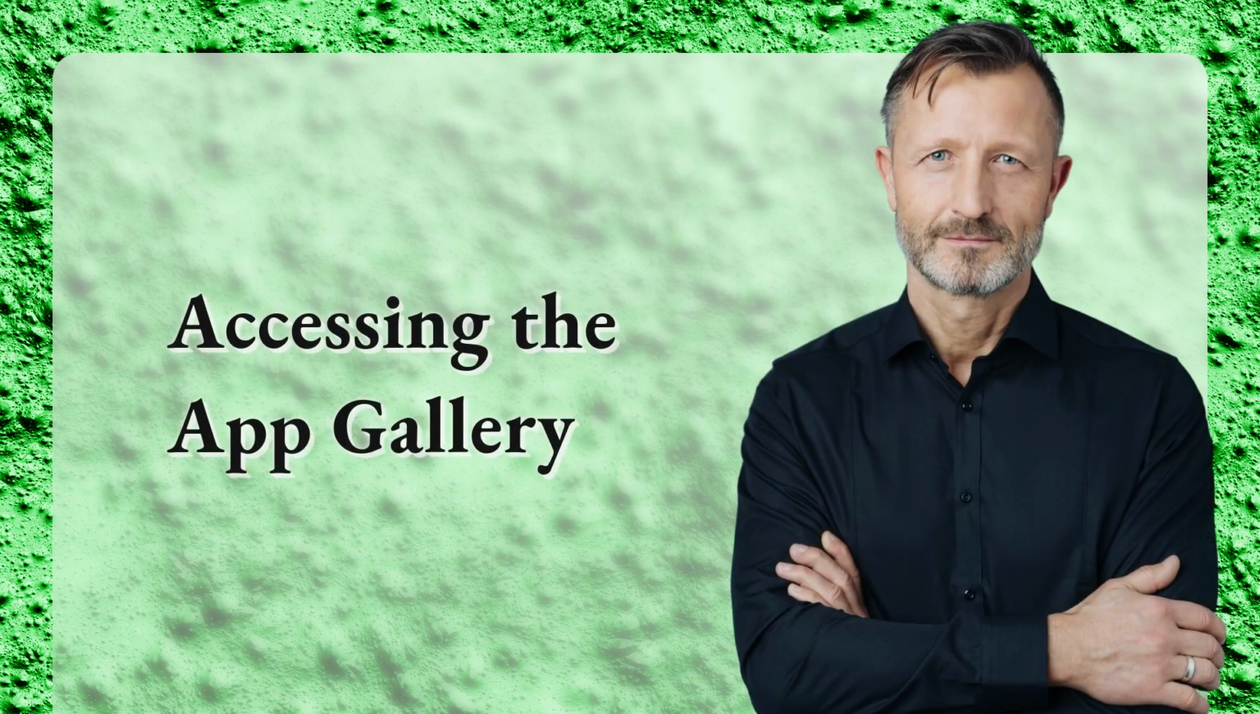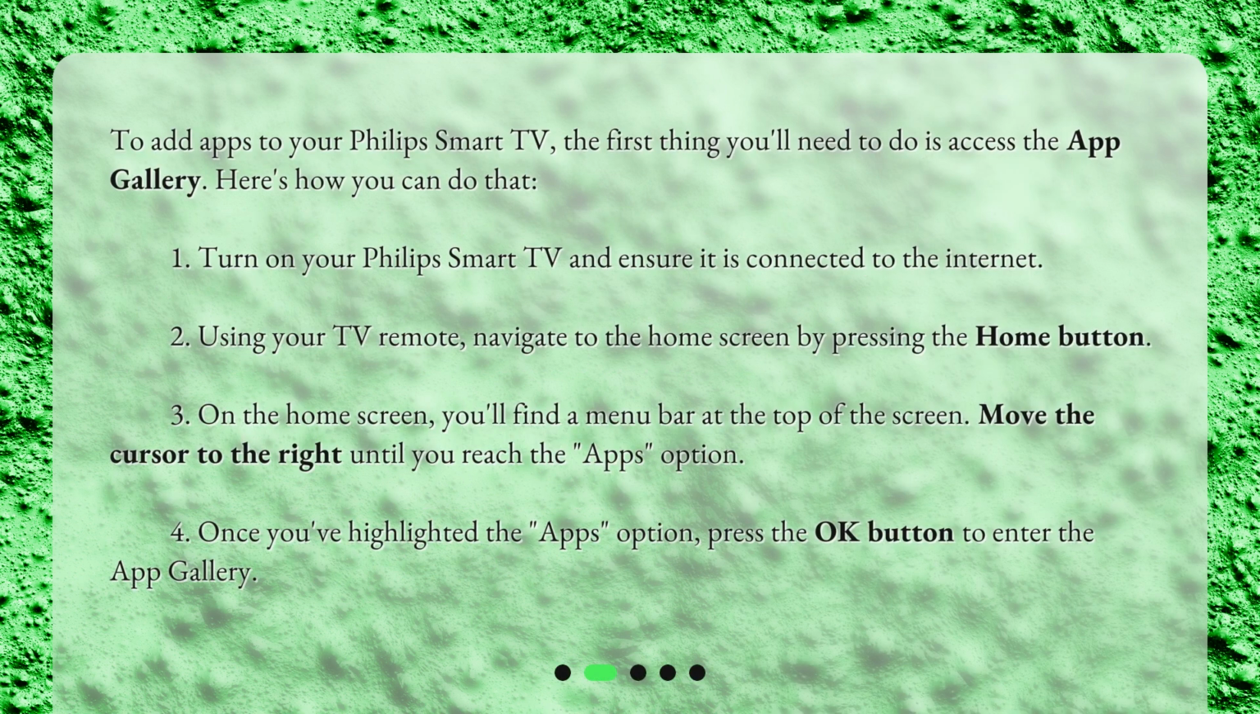Accessing the app gallery. To add apps to your Philips Smart TV, the first thing you'll need to do is access the app gallery. Here's how you can do that. 1. Turn on your Philips Smart TV and ensure it is connected to the internet.